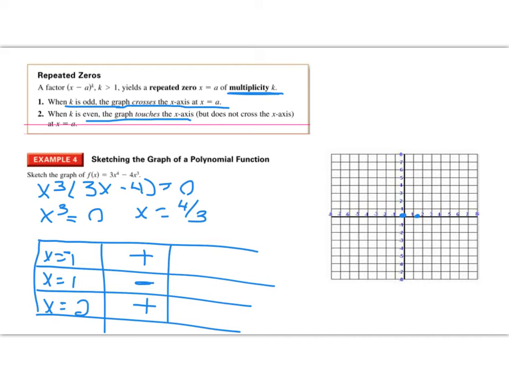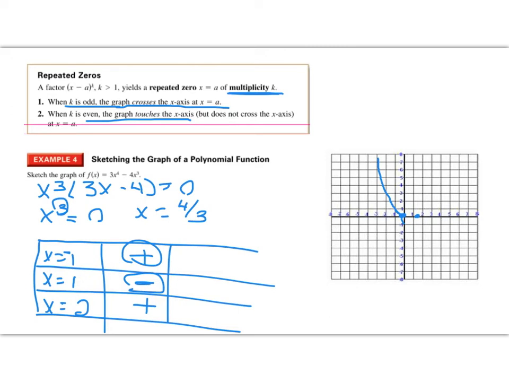Now, x cubed means it's going to actually go through 0. And if you look left of the 0, it is positive, which means I'm going to be up here somewhere. Now, in between, because this multiplicity is odd, it's going to go through the x-axis and then it's going to go down here to the negative.